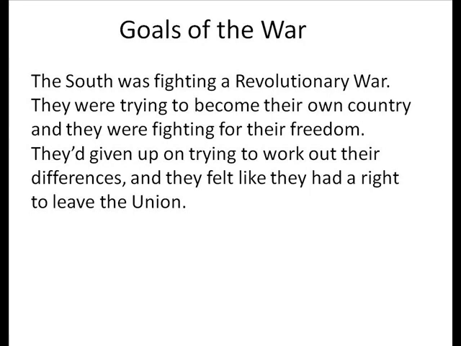So they've pretty much given up on trying to work out their differences. They're tired of the compromises. And they feel like they have a right to leave the Union. They think that the Constitution is just an agreement between states. They should be allowed to leave if they want to.